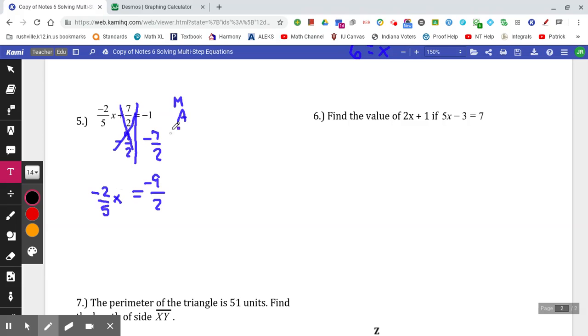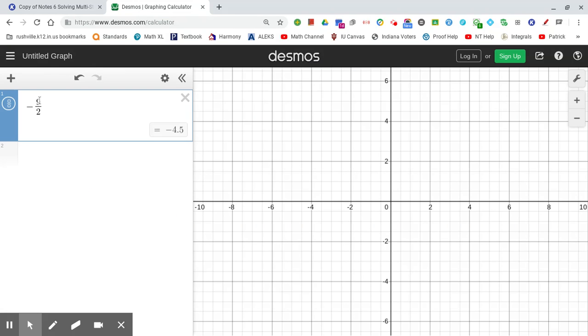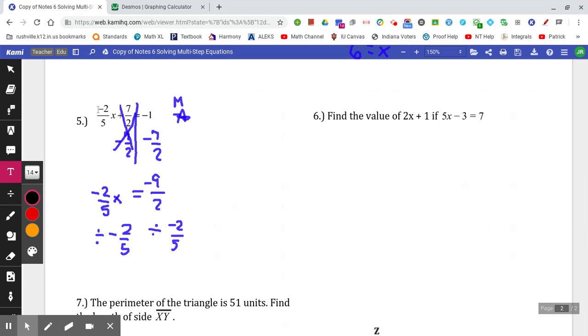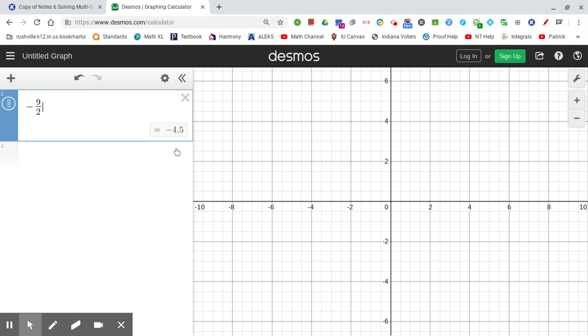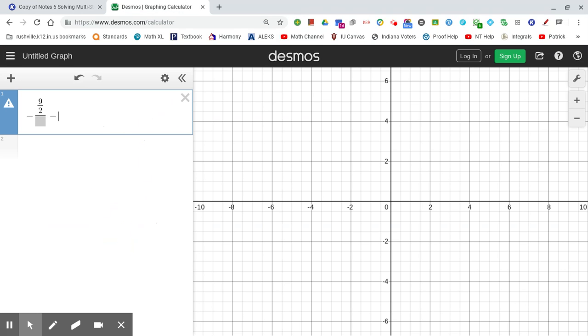All right, so again, that we got rid of the addition, so now we get rid of the multiplication. The opposite of multiply is divide. So I'm going to divide by -2/5, and if I'm doing that on my left-hand side, I need to do that on the right-hand side as well. And again, I'm going to go back to Desmos, and I'm going to let Desmos do the work for me. So here I have my first fraction, -9/2, and then I'm going to divide. So I'm going to hit divide on my keyboard. And then I'm going to type in -2/5. So -2 divided by 5.